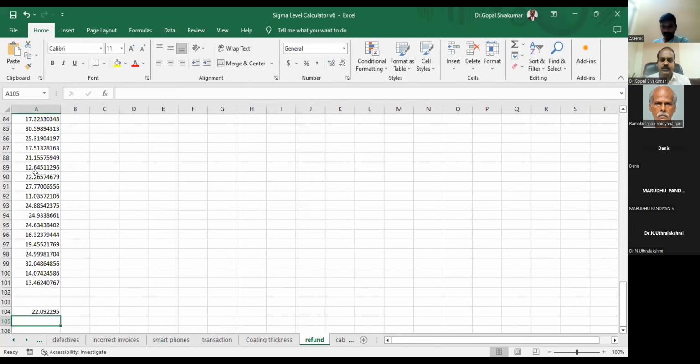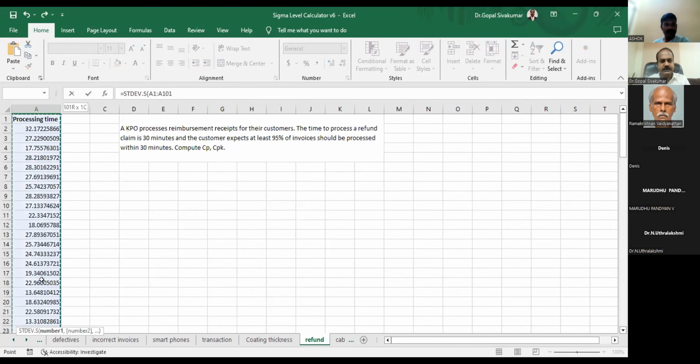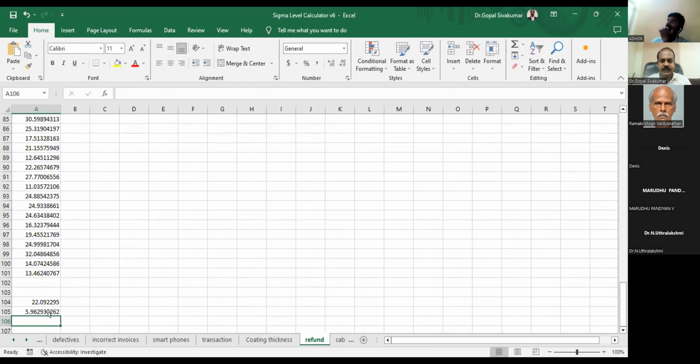Now the average is how much? 22.099295. Please remember that. Then standard deviation. This is a sample data, so I select .s. In the same manner, I select this. Now can you see the average and standard deviation? Yes, sir. Now I have copied this.